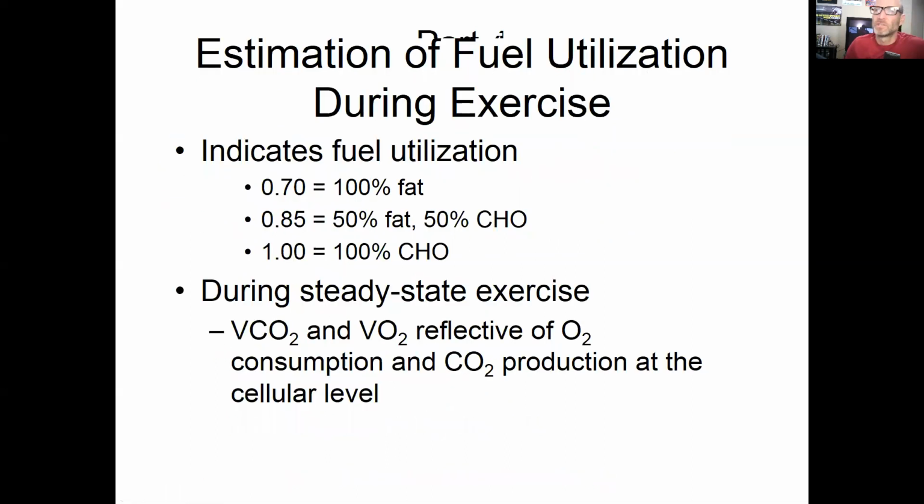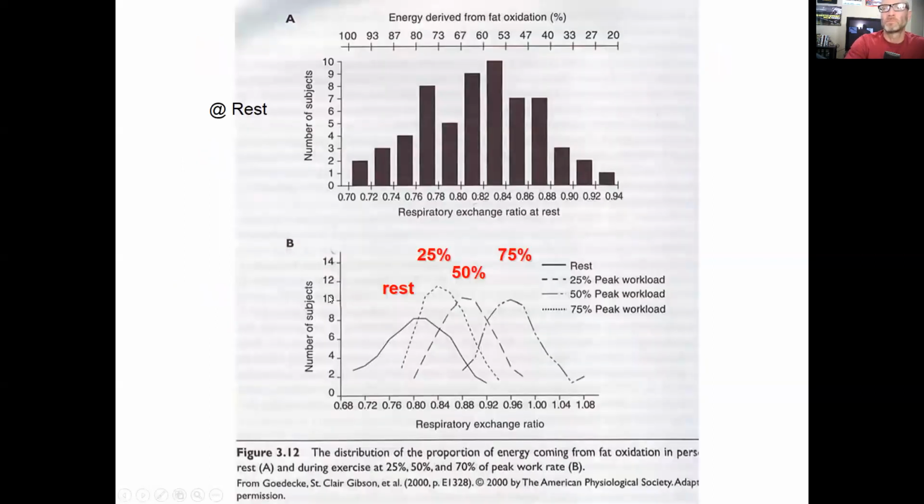Okay, so estimation of fuel utilization during exercise: 0.7, 100% fat; 0.85, probably about 50-50 fat and carbohydrate; and 1, carbohydrate. During steady state exercise, VCO2 and VO2 are reflective of oxygen consumption and CO2 production at the cellular level. That is an assumption that we're making. Okay, here's some RER data that are in your textbook, figure 3.12.